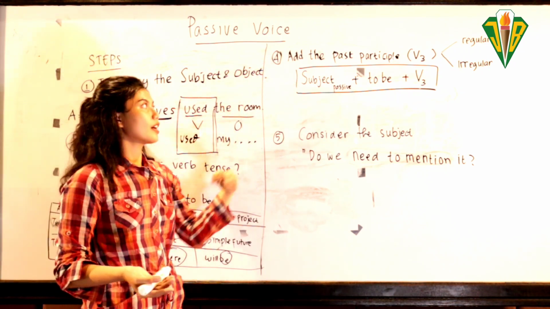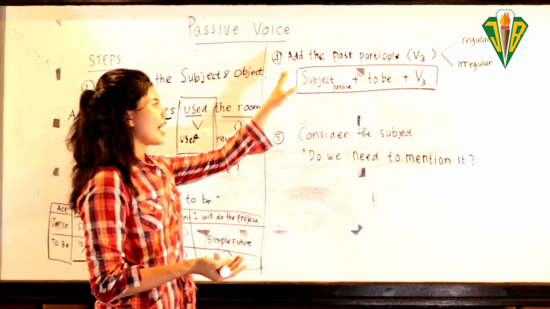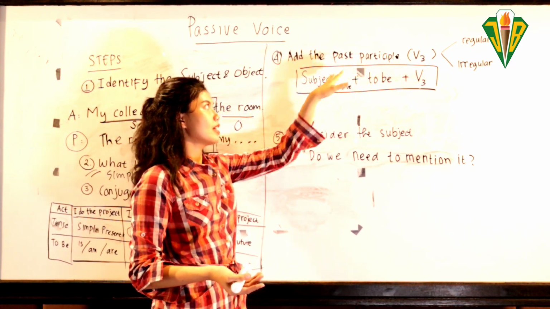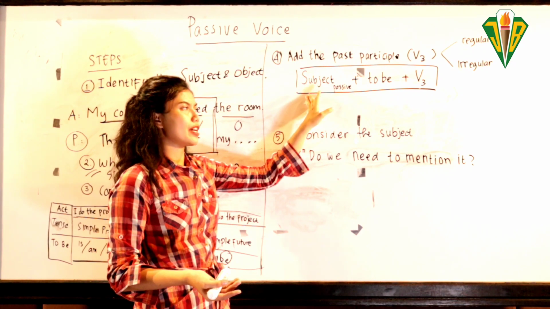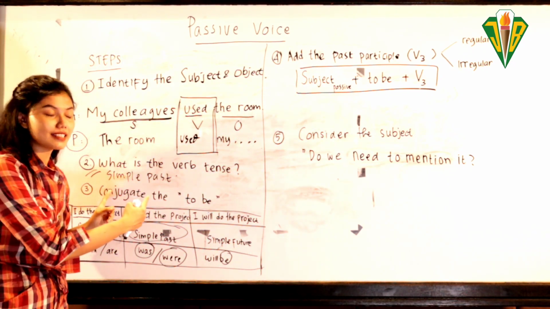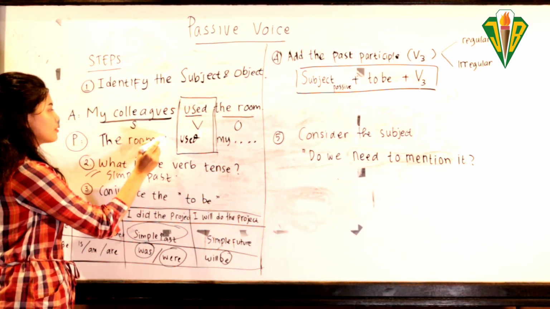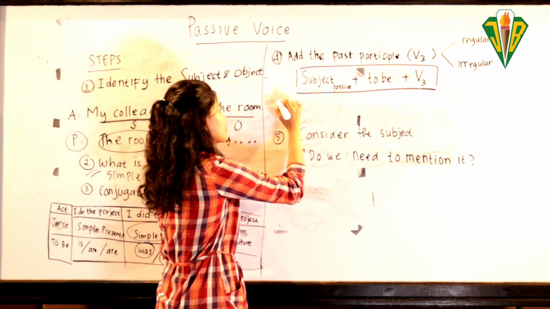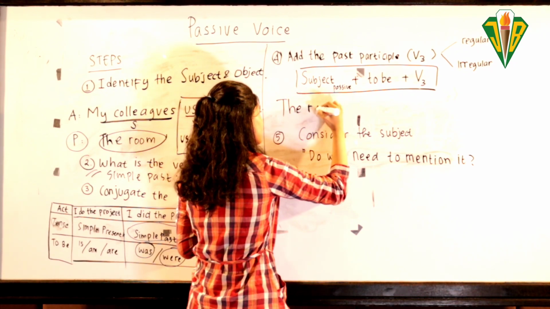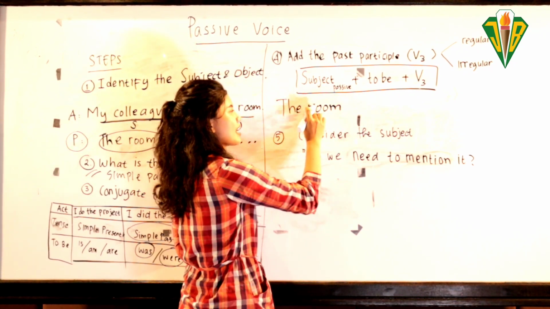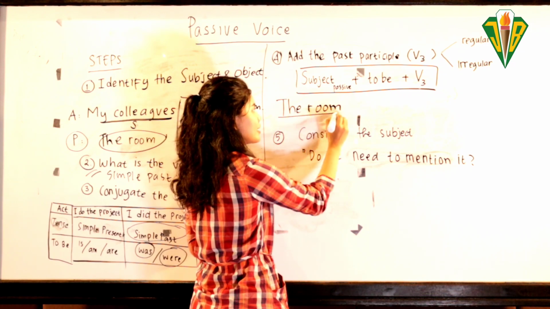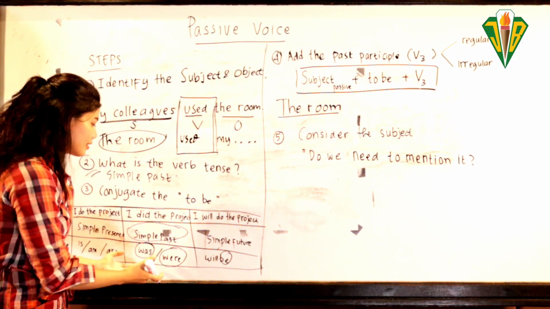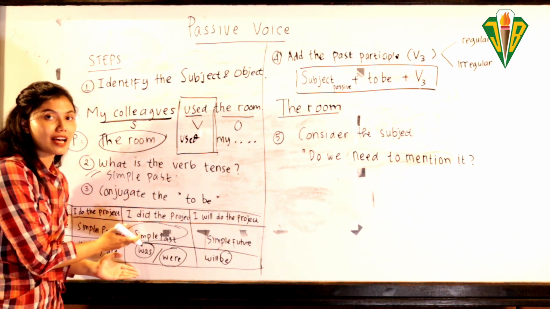Then let's go to the fourth step. Add the past participle. Before we go with the past participle, let's complete it first. So the subject. From the previous method, we have the room as the subject. Let's move it here. The room. And then this one is the subject already. And then we have to add to be. And where is the to be? This one, because it belongs to simple past.